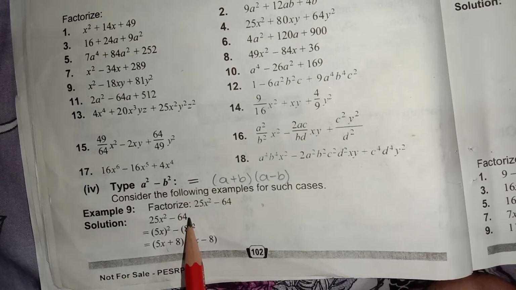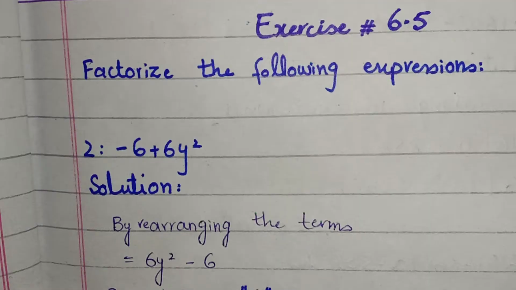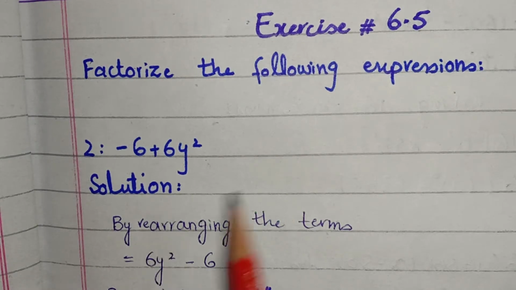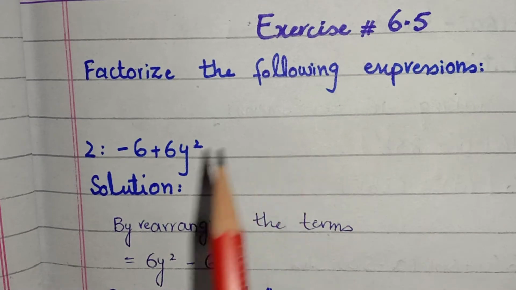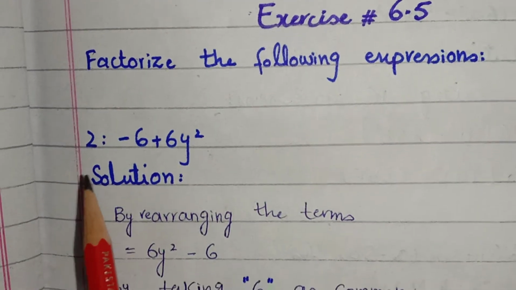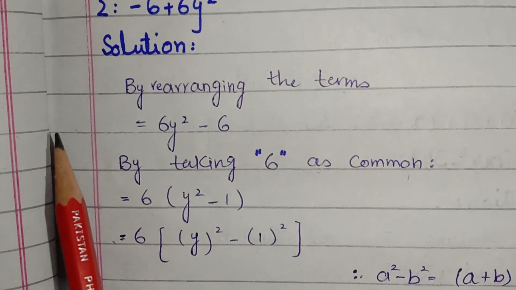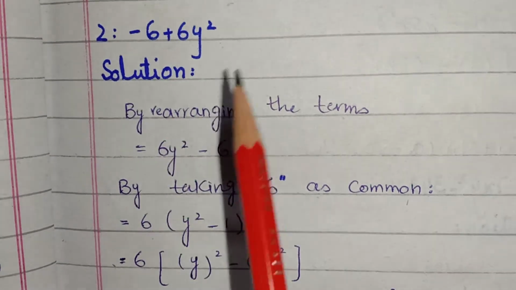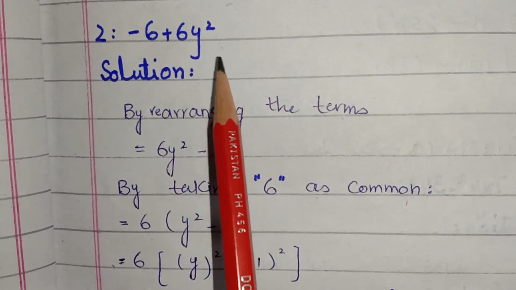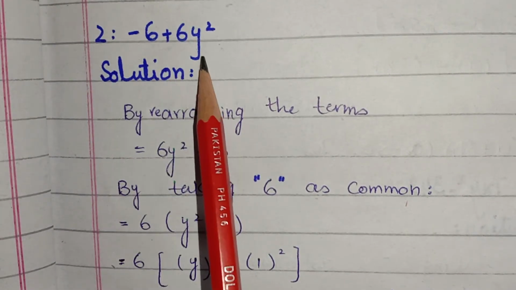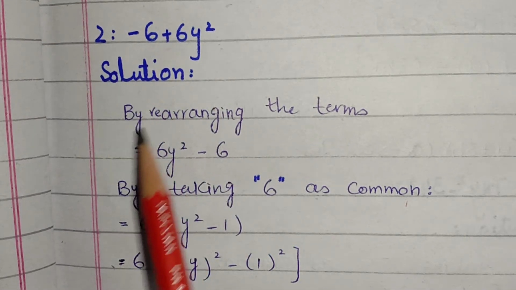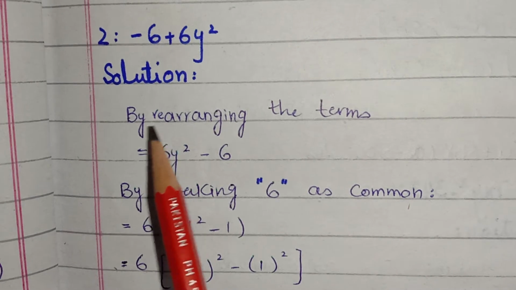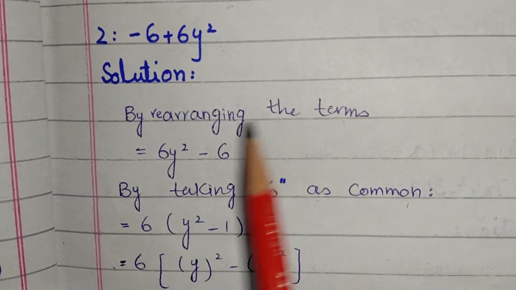Now students, let's move towards the questions. Here is our exercise number 6.5. Our question statement is: factorize the following expressions. Here is our question number 2: minus 6 plus 6y square. Students, first of all we will arrange the terms. Firstly we will write our variable term, then we will write our constant term. So firstly we will write in the solution by rearranging the terms.